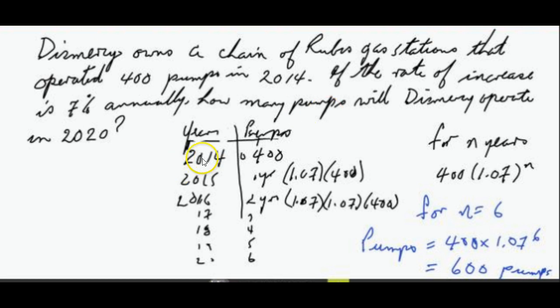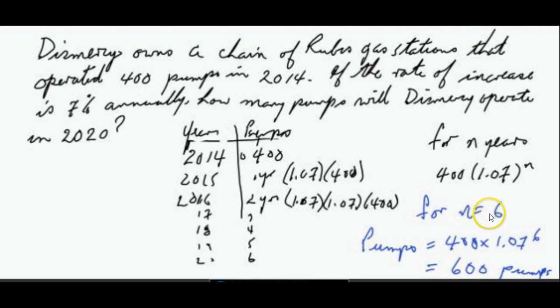Yeah, so that would be it, okay? So let's go again. For 2014, that's year 0, your zeroth year, 400 pumps. 2015, the first year, it's 1.07 times 400. For 2016, year 2, it's 1.07 times 1.07 times 400. Notice it's 1.07 times the year 1 amount. And so we just go straight to year n. So for n years, it's going to be 400 times 1.07 to the n. Now, for n equal to 6, how did we get n equal to 6?